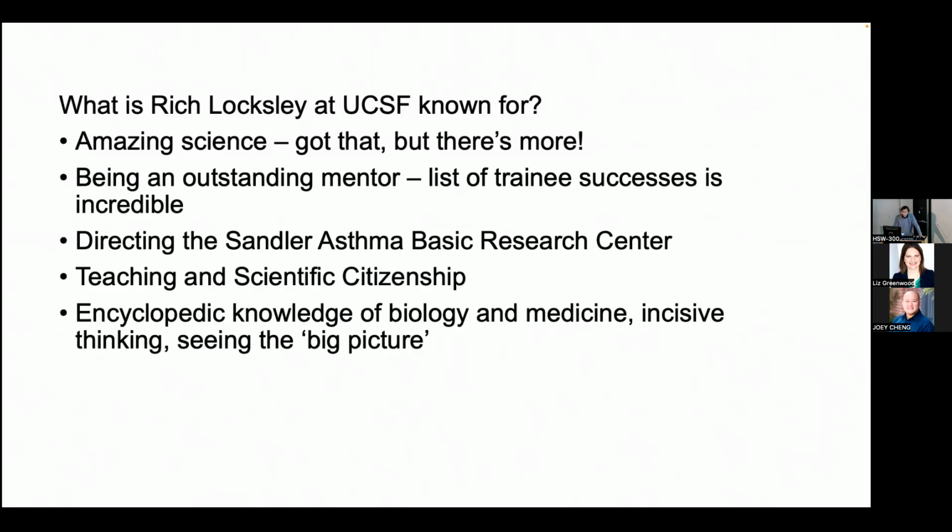And that's not just that he's there, but his encyclopedic knowledge of biology and medicine, his incisive thinking, and his remarkable ability to see the big picture means that when he asks a question, which he usually does, it's illuminating for all of us to understand the talk better, and really inspires us all to think more incisively and see the big picture. And I think a lot of that connects to Rich's deep curiosity about science and enthusiasm and excitement. It's always palpable when you stop him to talk about the science.